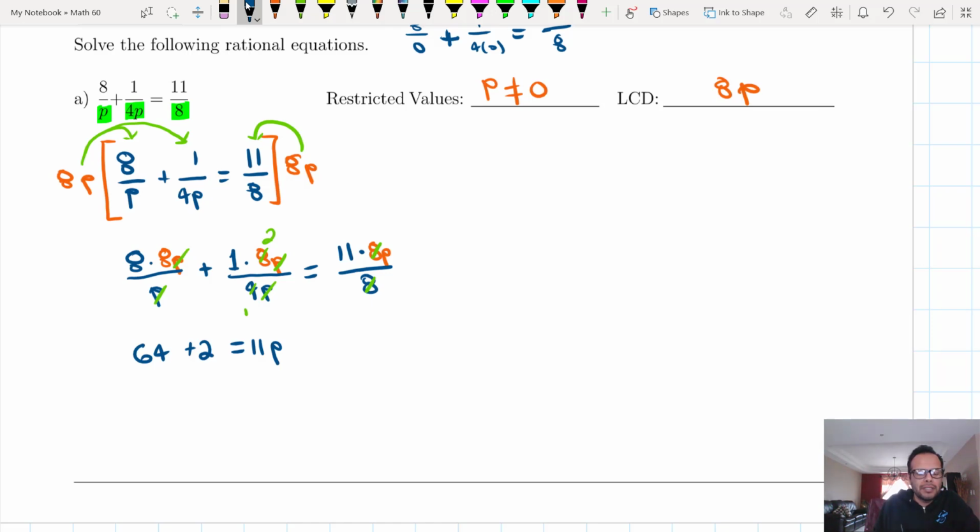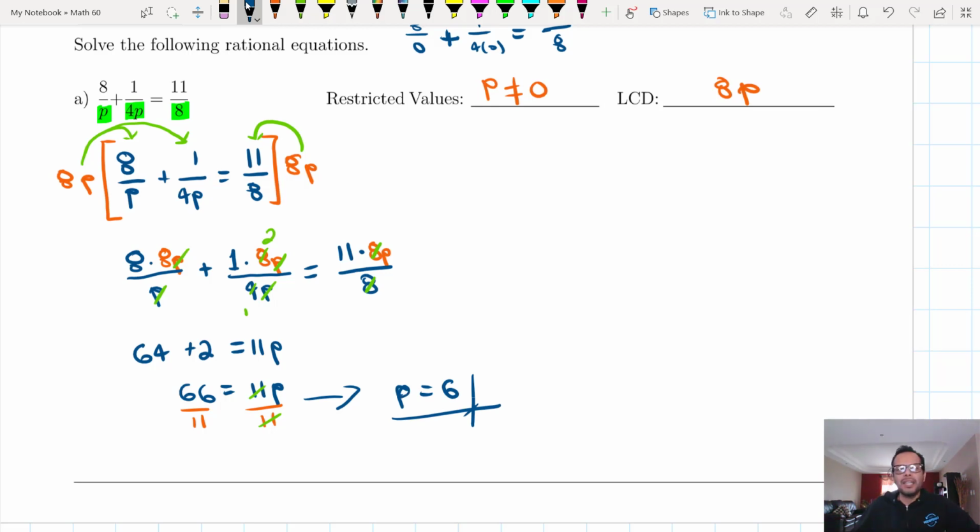Combine like terms on the left-hand side of the equation. That will give us 66 equals 11p. And then finally, divide both sides by the number 11 in order to get p by itself. Notice how the 11's go away. That means that p equals 66 divided by 11, which is 6.